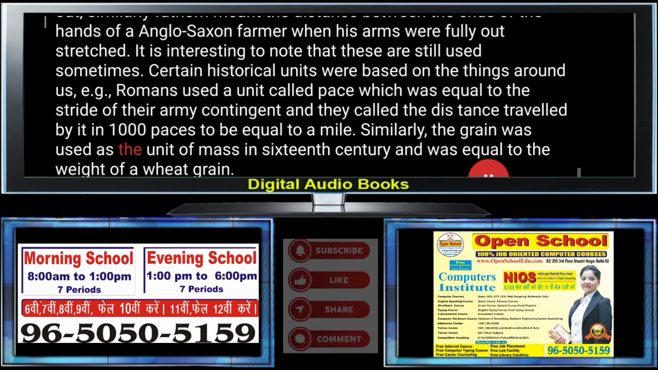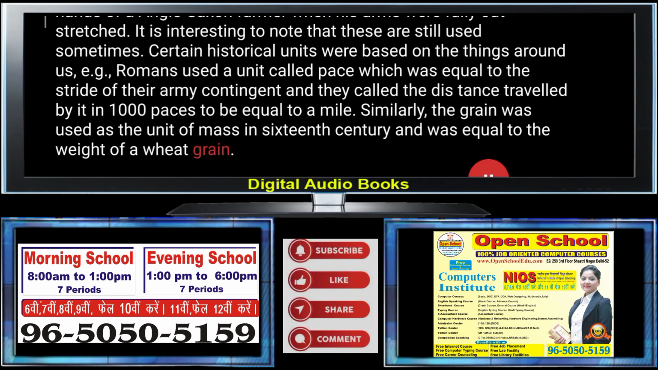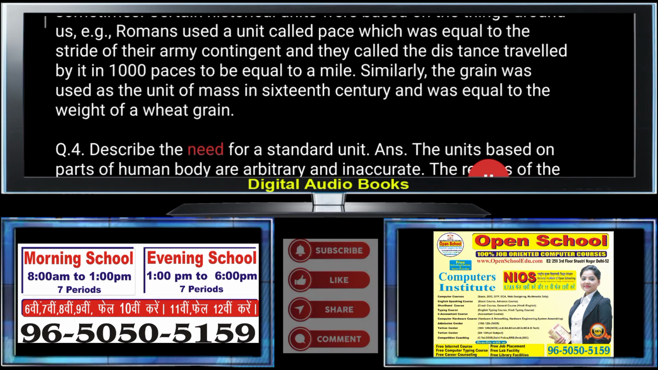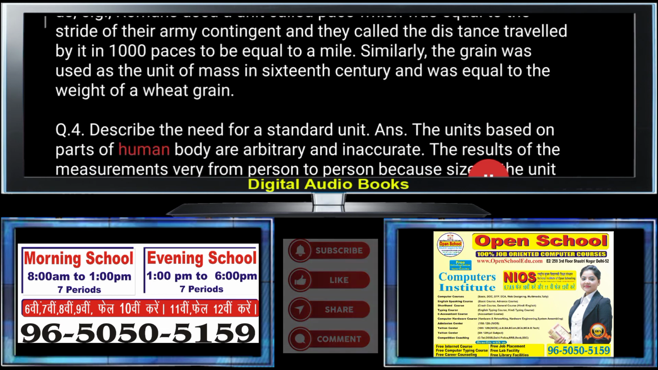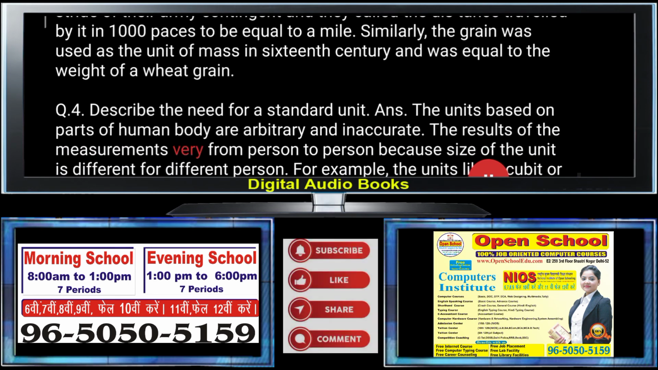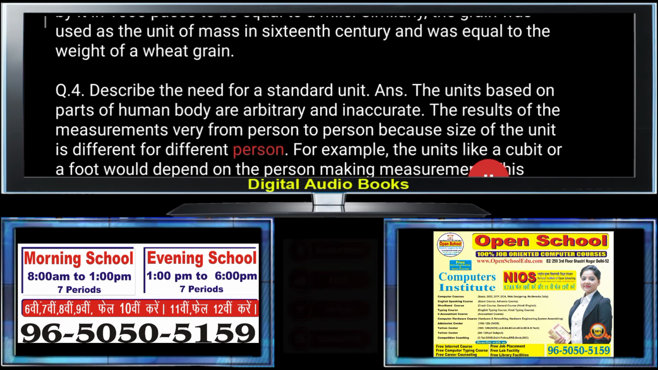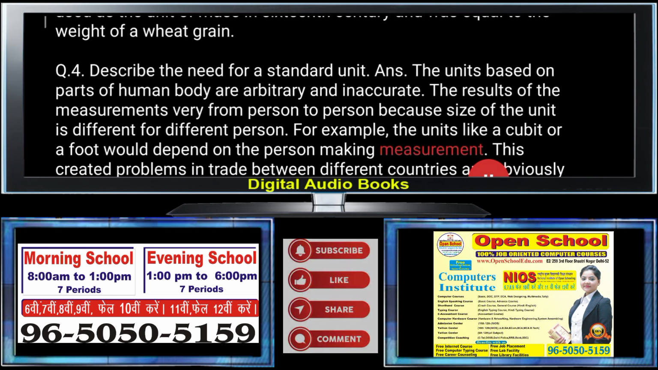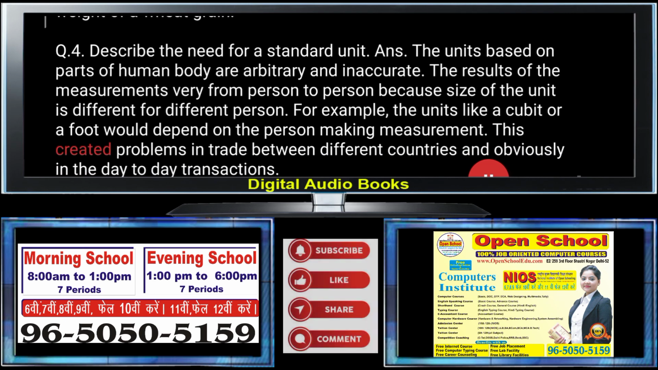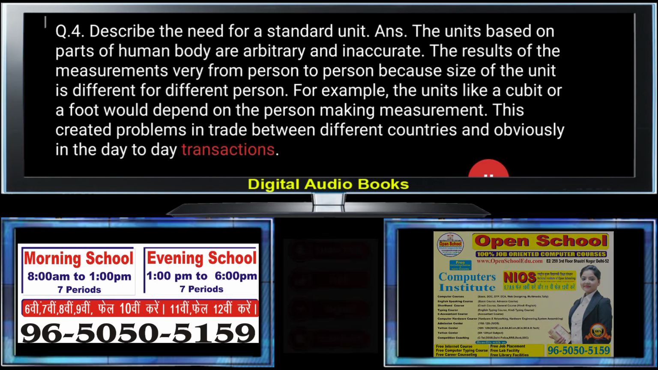Similarly, the grain was used as the unit of mass in the 16th century and was equal to the weight of a wheat grain. Q. 4. Describe the need for a standard unit. Ans. The units based on parts of the human body are arbitrary and inaccurate. The results of the measurements vary from person to person because the size of the unit is different for different persons. For example, units like a cubit or a foot would depend on the person making the measurement. This created problems in trade between different countries and obviously in day-to-day transactions.